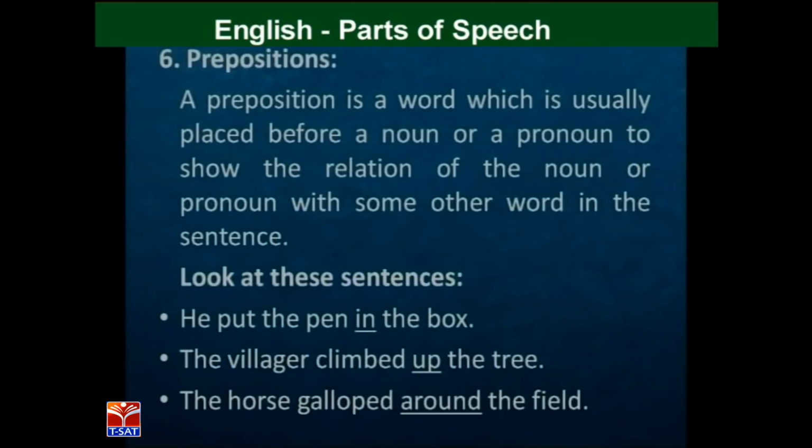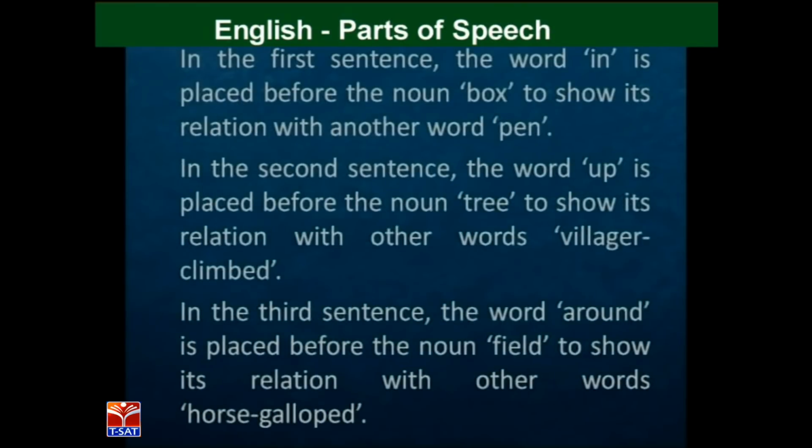So, around the field, who did gallop? The horse. Horse galloped. Where? Around the field. So, around is the preposition used before the noun field and establishes its relationship with other words in the sentence like horse galloped. Likewise, a preposition functions in sentences.